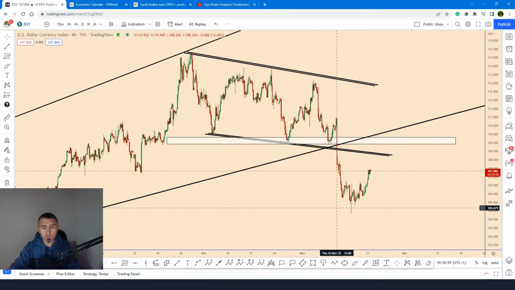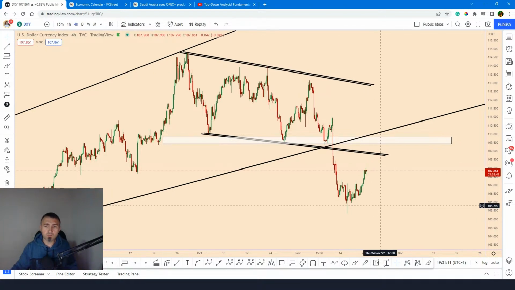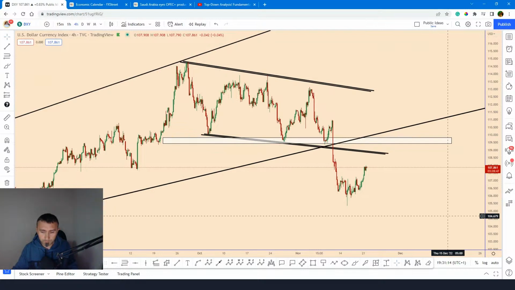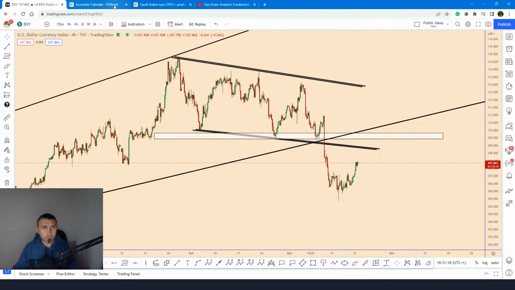We are going to look at a top-down analysis for the fundamental and technical part on some of the Forex pairs, US oil and the dollar index. That is the main market mover for the US dollar. So let's see what is going to happen.